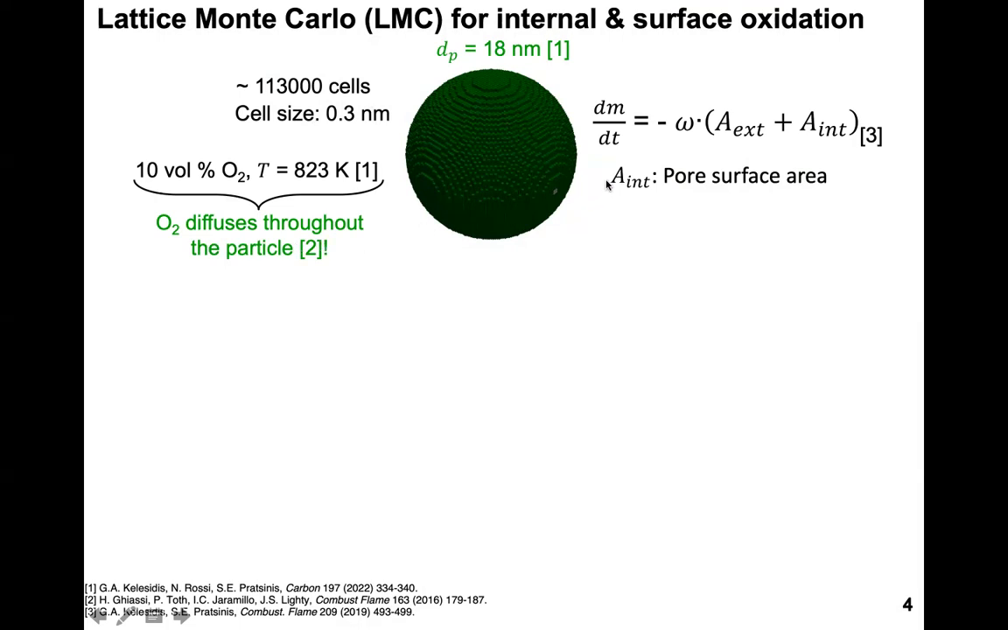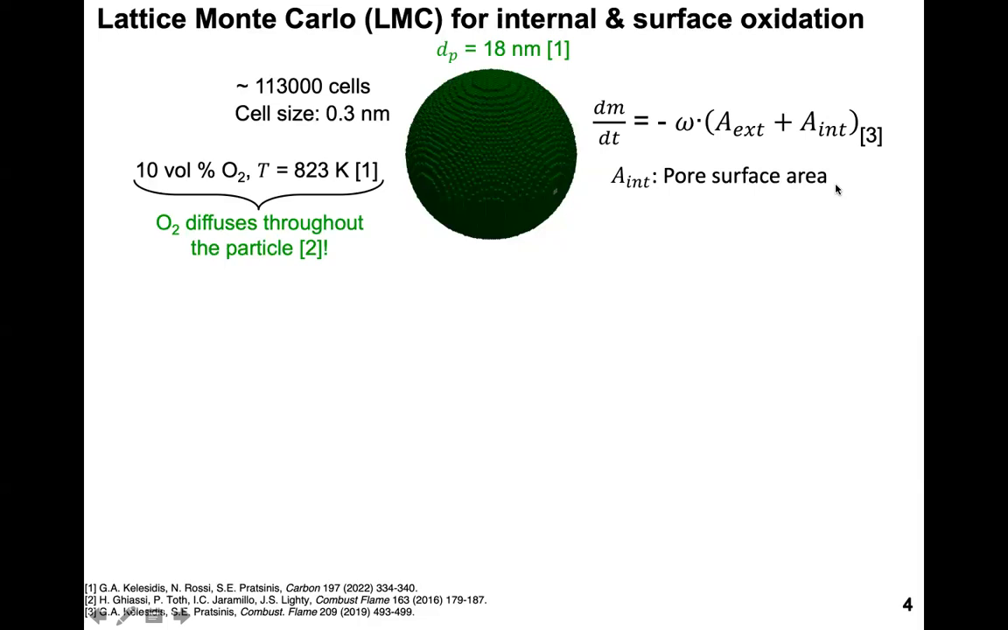So we estimate the mass removed by surface and internal oxidation using this equation over here that we recently derived for our moving sectional model. So the mass reduction is a function of the specific oxidation rate, the external surface area, which is given by the particle diameter, as well as of the internal surface area, which is obtained here based on the pore surface area, and thus it depends on the assumed pore structure.